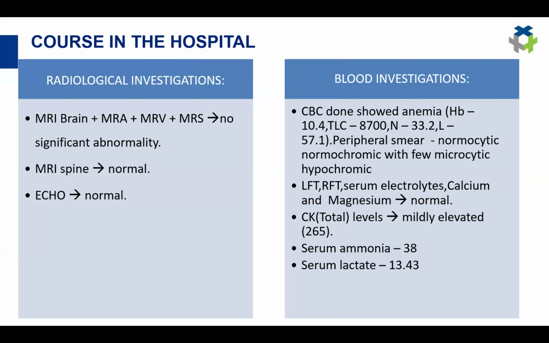So, course in the hospital: radiological investigations were done. MRI brain along with MRA, MRV and MRS was done, which was found to be normal. MRI spine was normal. Echo done was normal. Blood investigation, CBC, showed anemia with HB of 10.4. Peripheral smear showed normocytic normochromic anemia with a few microcytic hypochromic cells.